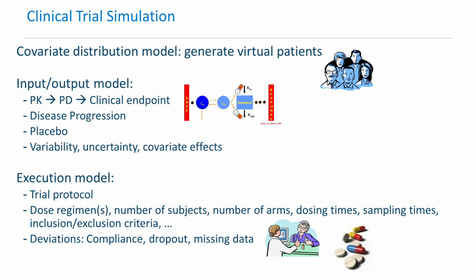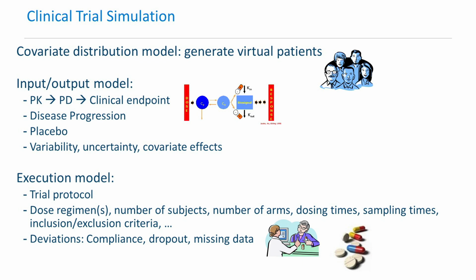Then we have our input-output model, and you've seen this before. This is our PK/PD clinical endpoint model. We have to incorporate in disease progression and placebo for the reasons that I mentioned before. If we don't do that, we might end up getting a too rosy or too grim picture of what our drug effect looks like. So we have to take into account the fact that patients are getting worse with disease progression, presumably, and that they're potentially getting better when they take a placebo.